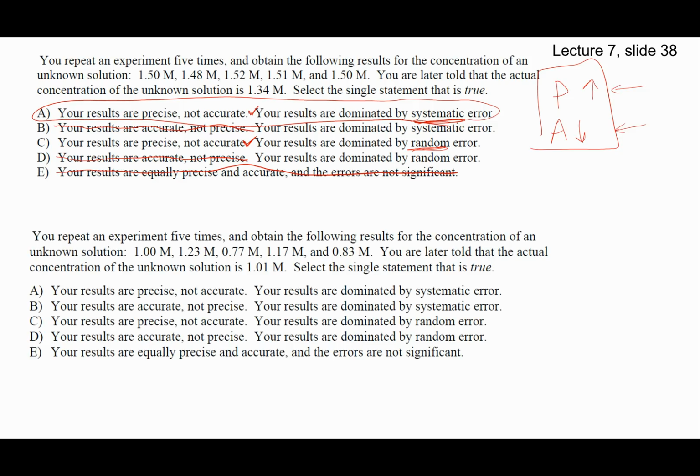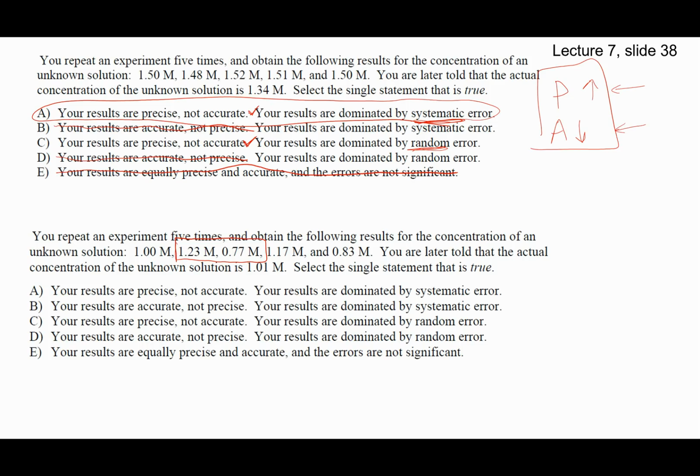An analogous question. Repeat 5 measurements and you obtain these results: 1.0, 1.23, 0.77, 1.17, 8.3. You're later told the actual concentration of the unknown solution is 1.01. Select a single statement that is true. Well, let's look at these values. Compared to the previous one, you should really never compare answers directly, but these are basically the same answer with just a different flavor, right? Let's take these two measurements.